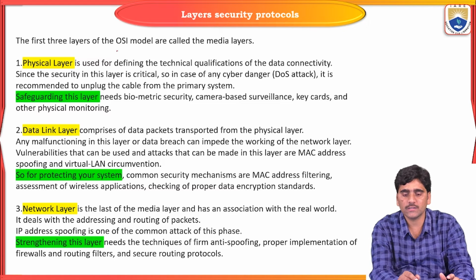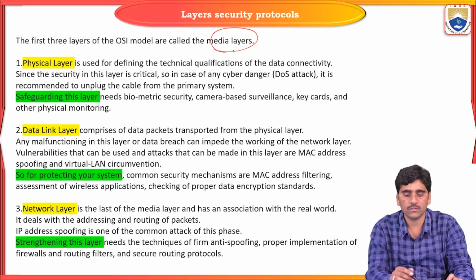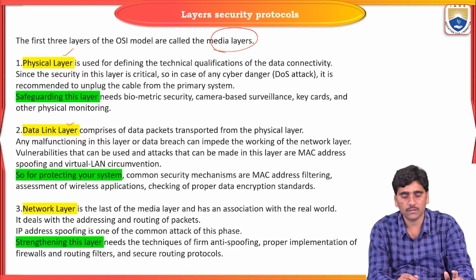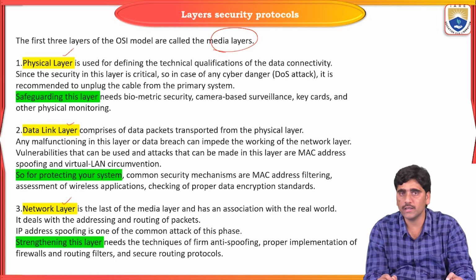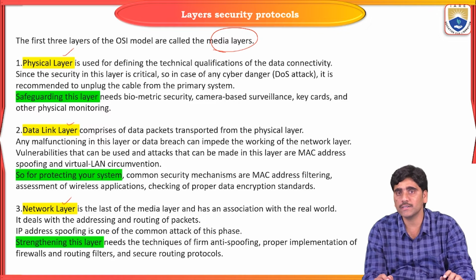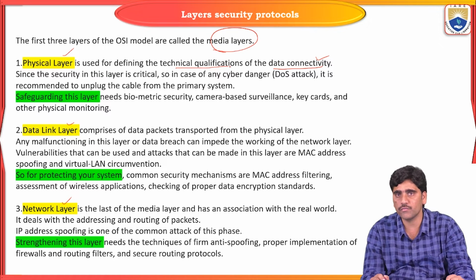The first three layers of the OSI model are called the media layers. So the first one is the physical layer, the second one is the data link layer, and the third one is the network layer. The physical layer is used for defining the technical specifications of the data connectivity. So it provides a definition of the technical specifications of the data connectivity, that is, what ways we are using to connect to the network.